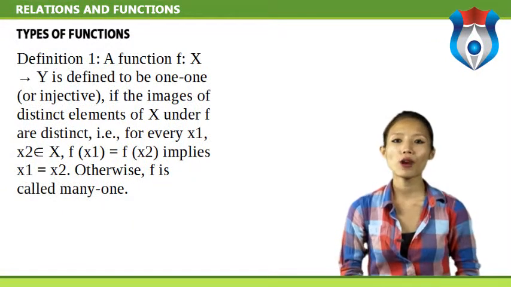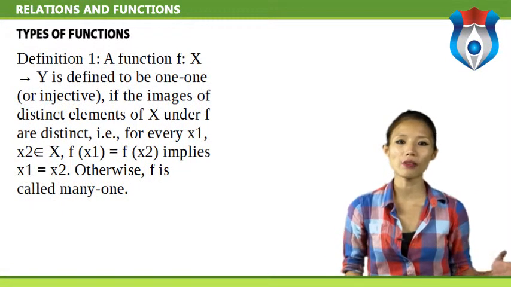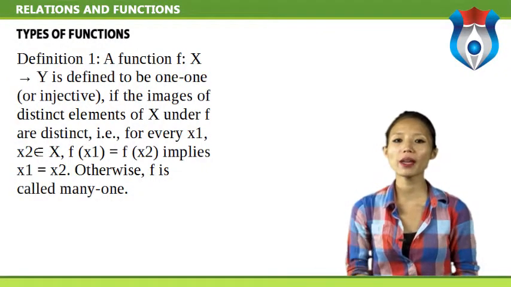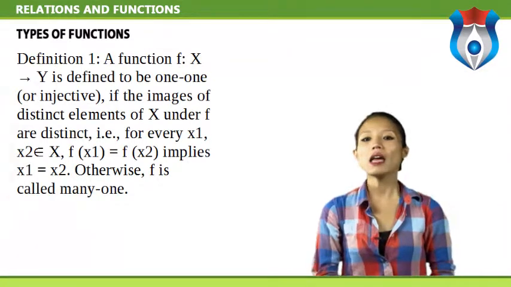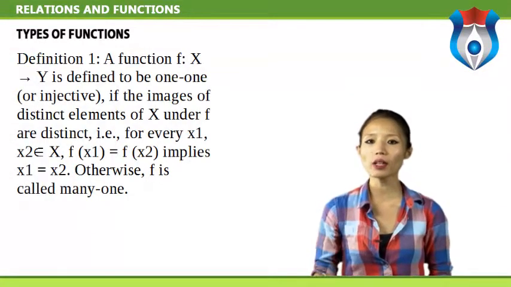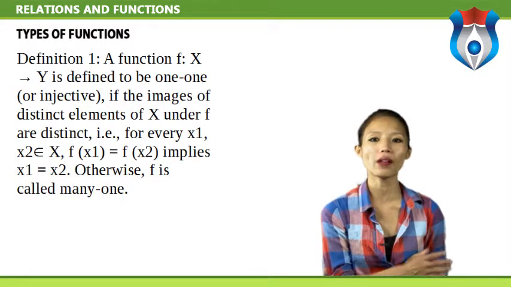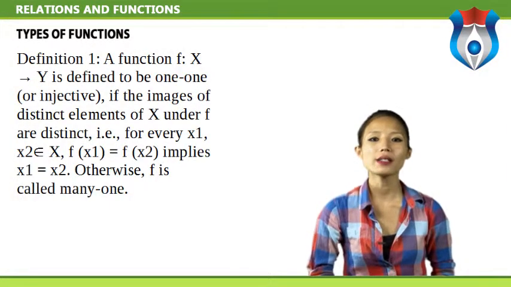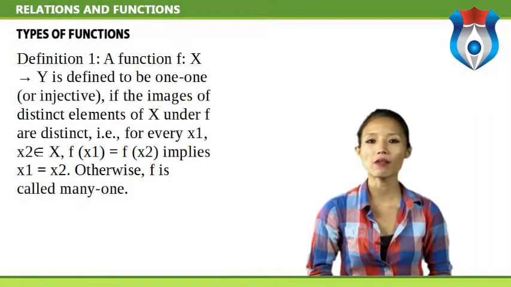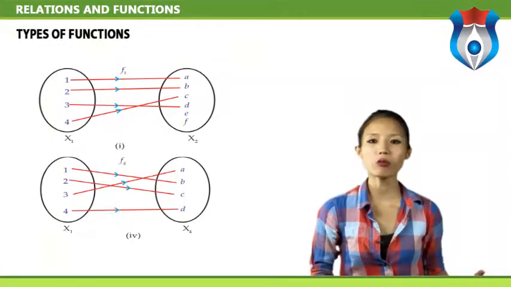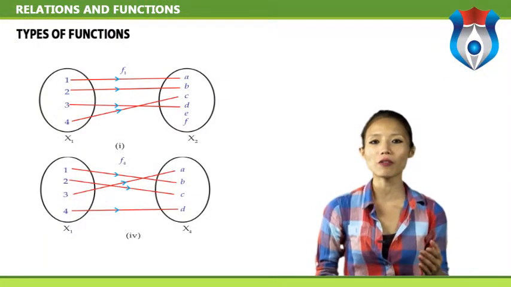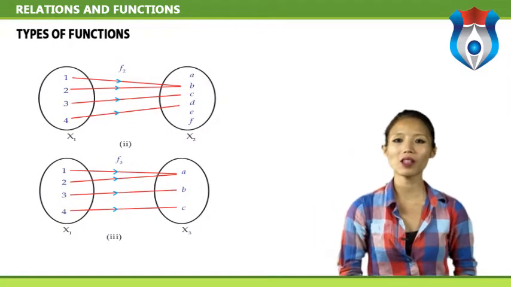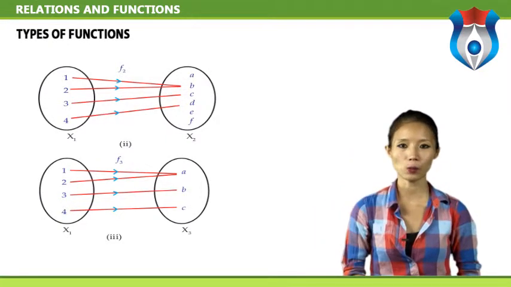Definition 1. A function f from X to Y is defined to be one-one or injective if the images of distinct elements of X under f are distinct, that is, for every x1, x2 belongs to X, f(x1) = f(x2) implies x1 = x2. Otherwise, f is called many-one. The functions f1 and f4 in the first and fourth figures are one-one, and the functions f2 and f3 in the second and third figures are many-one.